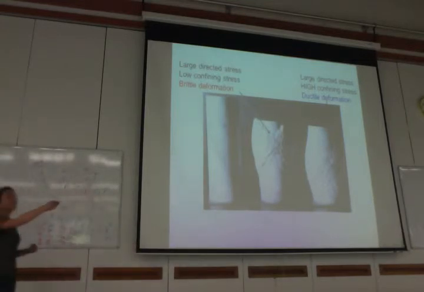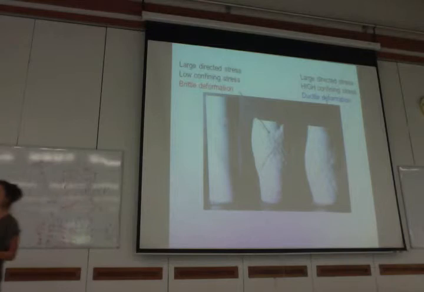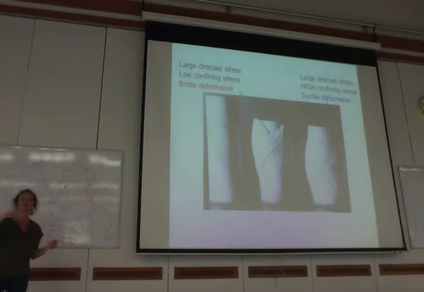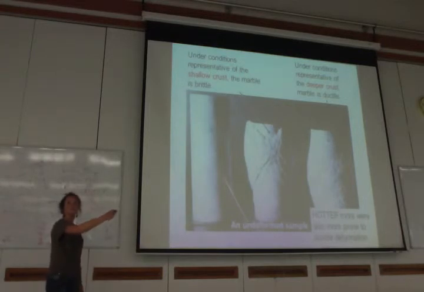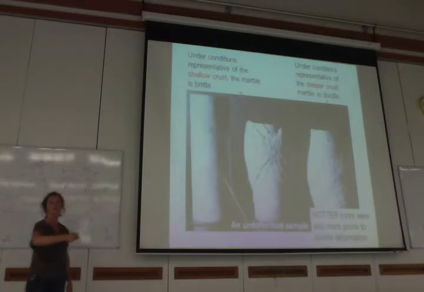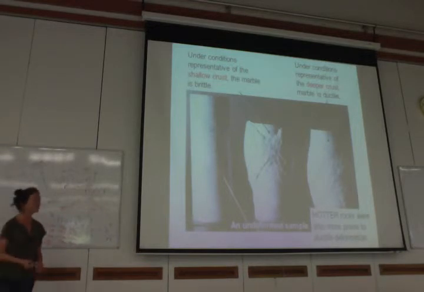However, if we simulate deep depths in the crust, still with a high directed stress, but much higher confining pressure, we don't see that brittle deformation, we see ductile deformation. So the deeper you go in the earth, the more likely you are to get ductile deformation rather than brittle deformation. The higher the confining pressure, the more likely you're going to get ductile deformation, whereas in the shallow crust, you're more likely to get brittle deformation.